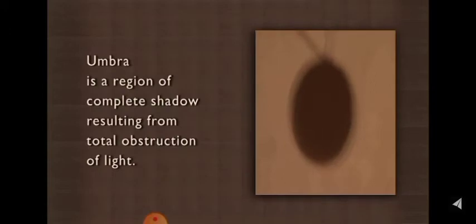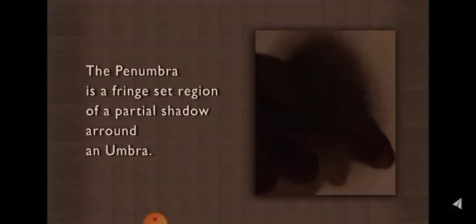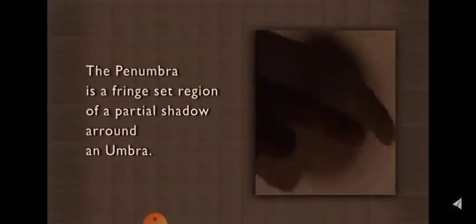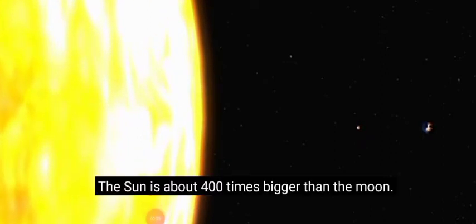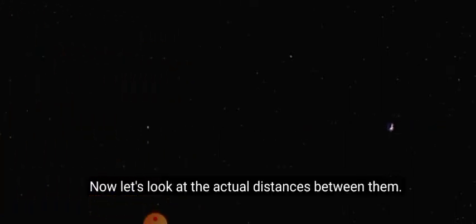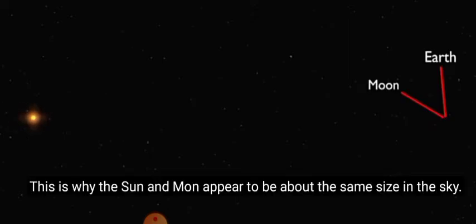Umbra is a region of complete shadow resulting from total obstruction of light, while the penumbra is a fringe region of partial shadow around an umbra. Take the Sun, the Moon and the Earth. The Sun is about 400 times bigger than the Moon. Now let's look at the actual distances between them. The Sun is also about 400 times further from the Earth than the Moon is. This is why the Sun and the Moon appear to be about the same size in the sky.